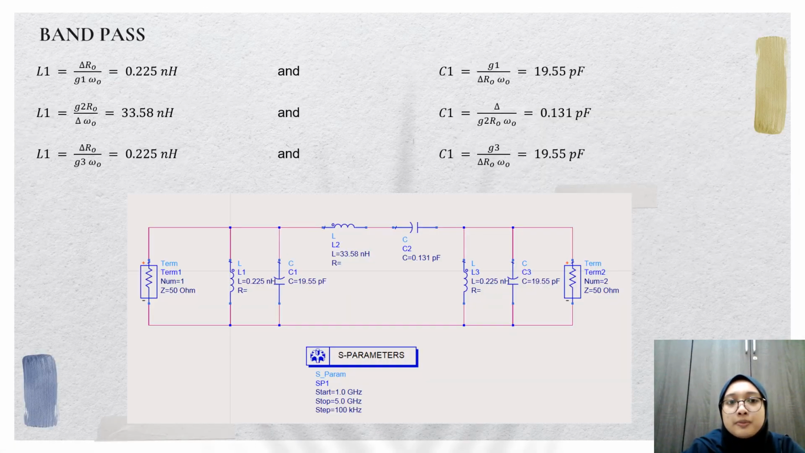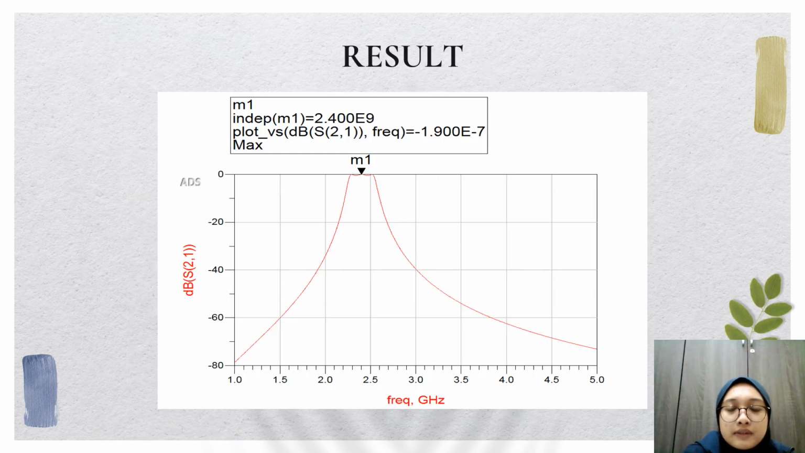From those values that we obtained earlier in the calculation, we put them in this formula, so we get the inductance value and also the capacitance value, and then we put those values in the schematic circuit which we constructed in ADS. So after constructing and running the simulation on the circuit, we get this graph which shows a bandpass filter. We can see that there are a lower cut-off frequency, a higher cut-off frequency, and also a center frequency which is 2.4 GHz, and it has met the requirement given in the question.